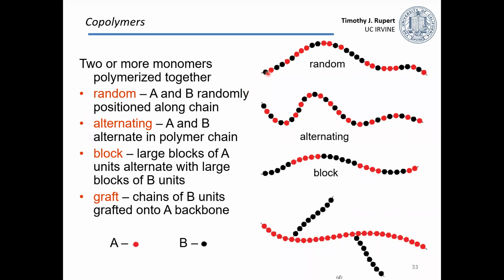So this can be done in a random fashion. This is showing two different monomers. One is black and one is red in this image, and they're put together in some random pattern. You never know which one you're going to run into next as you work your way across this. You can have more ordered patterns. You can have an alternating pattern where it goes between type A and B. You can have what's called a block copolymer. This is where you get large chunks of A units, and then large chunks of B units, and then large chunks of A units. And then you can also have what are called graft copolymers. This is where your main backbone is one type of polymer, and then you have branches that come off of polymer type B.